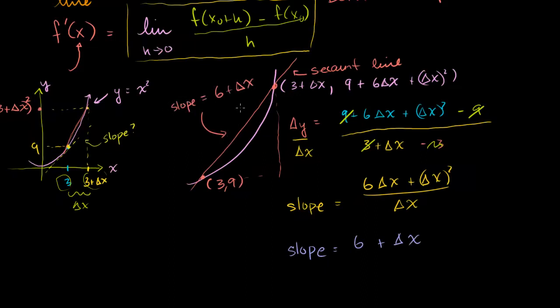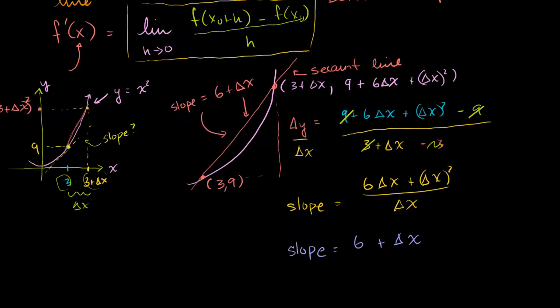That's this reddish line that I've drawn right there. So if the delta x was 1, so if these were the points 3 and 4, then my slope would be 6 plus 1, because I'm picking a point where the delta x would have to be 1. So the slope would be 7. So we have a general formula for no matter what my delta x is, I can find the slope between 3 and 3 plus delta x, between those 2 points.